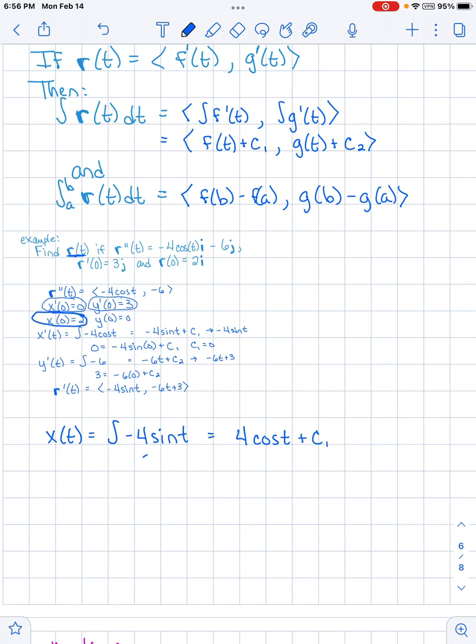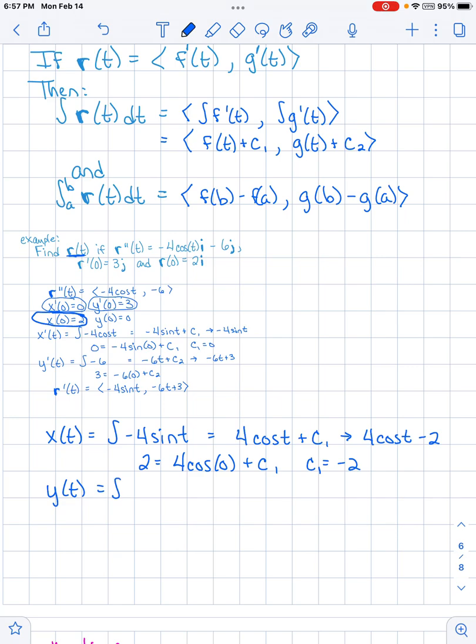The information that was given to us is that x of 0 is equal to 2. So I know that 2 is equal to 4 cosine of 0 plus some constant c. Cosine of 0 is 1. 1 times 4 is 4. So I know that this c value, c sub 1, will be negative 2. So if I write this in, 4 cosine t minus 2.